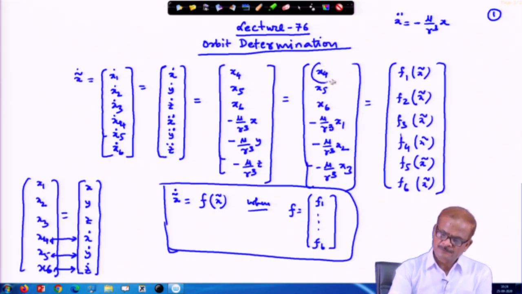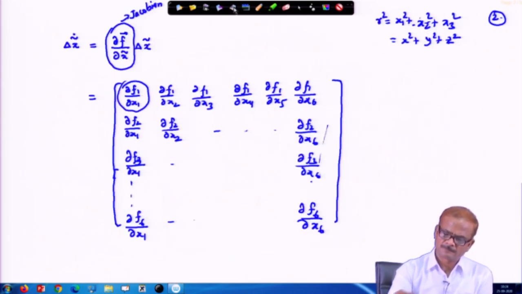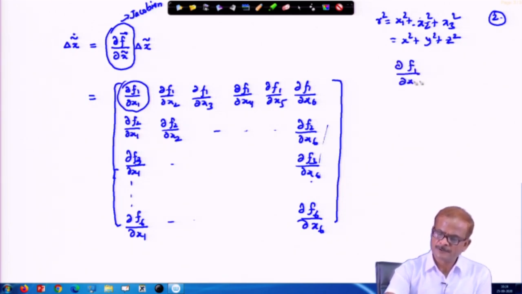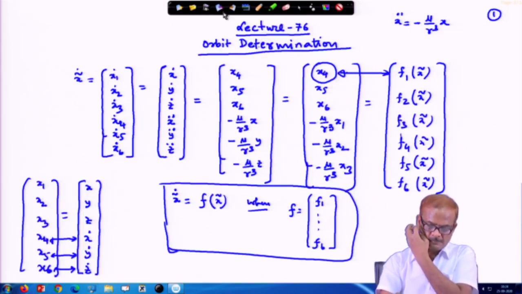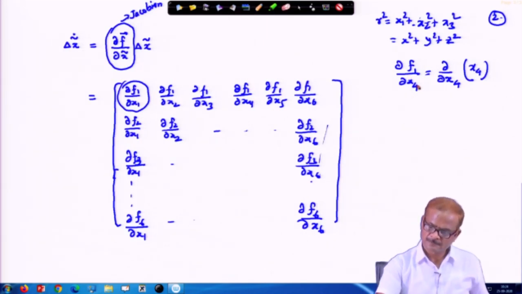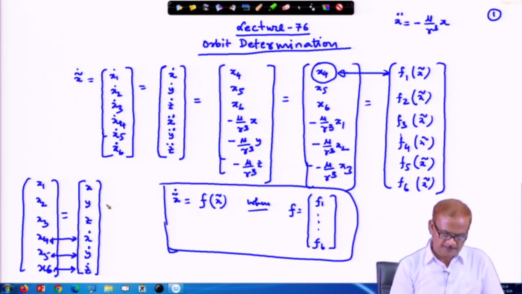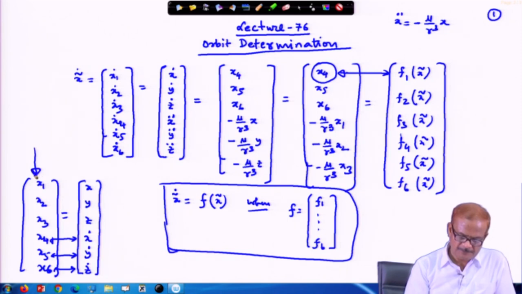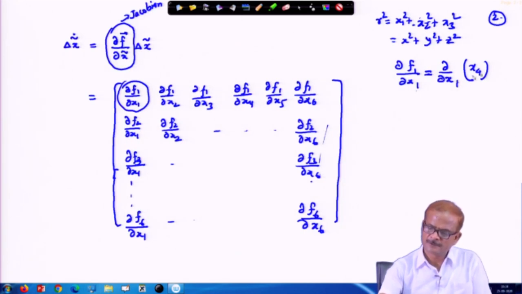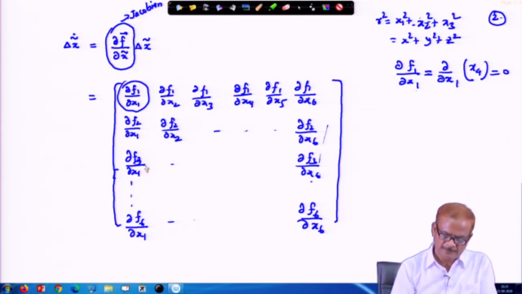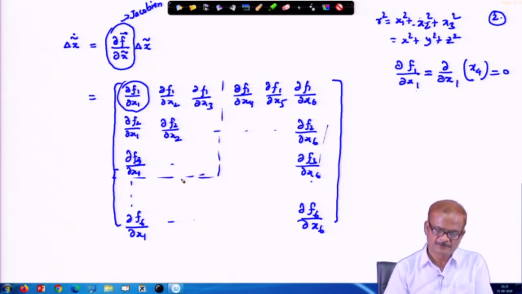If we go back, f 1 is x 4. So, dou f 1 by dou x 1, the first element we are evaluating, this is 0. And these are all independent variables. Okay. Here, if you look, once we have cast it in the form of the state space format, x 1, x 2, x 3, x 4, x 5, x 6, they are all appearing as independent variables and therefore, this quantity is 0. So, if you look this way, the quantities from this place to this place, all of them will be 0.